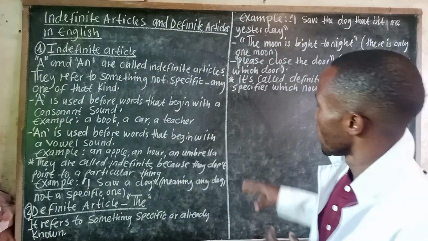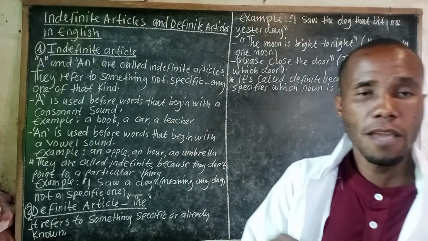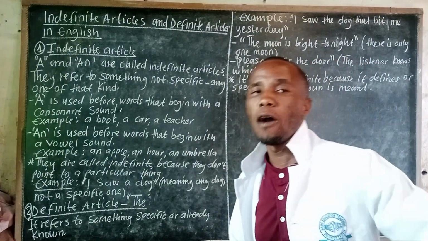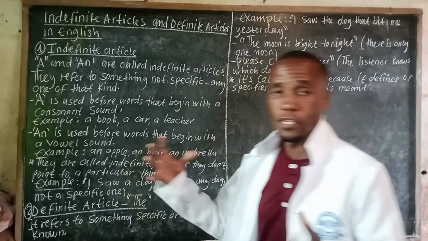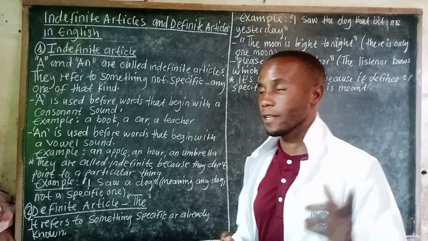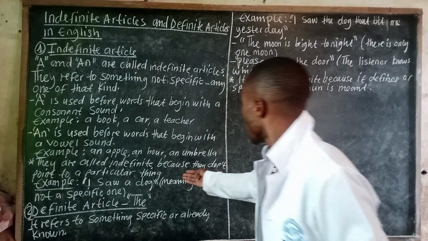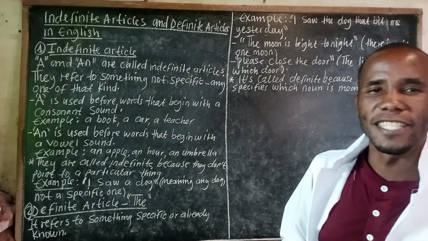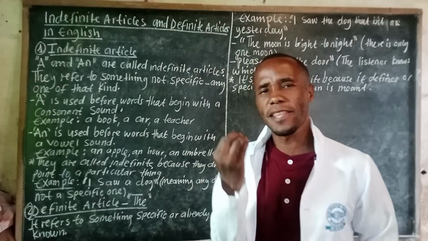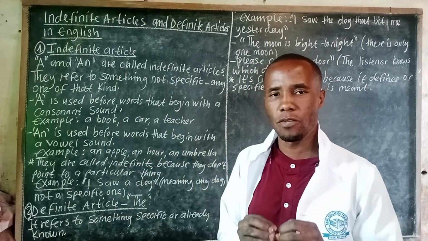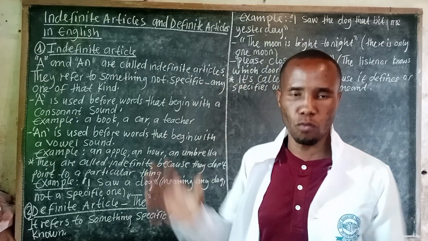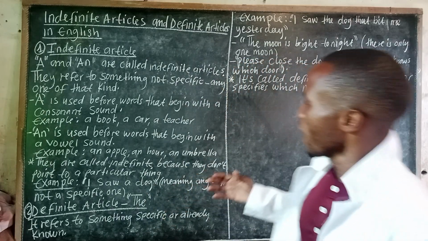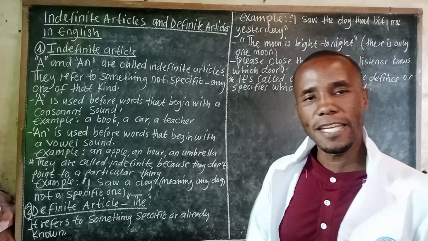Why? Because these three words begin with a vowel sound. Okay. So they are called indefinite. In general, both a and an are called indefinite because they don't point to a particular thing. In short, they don't specify. They are in general. So therefore, we are supposed to call them what?